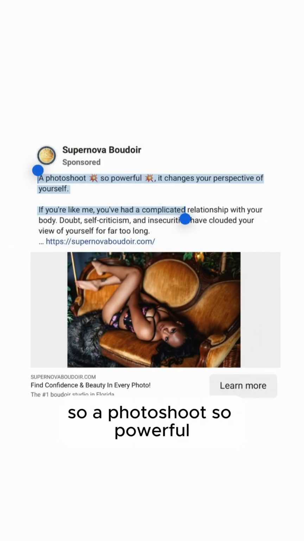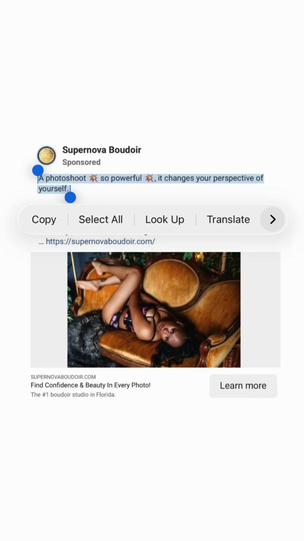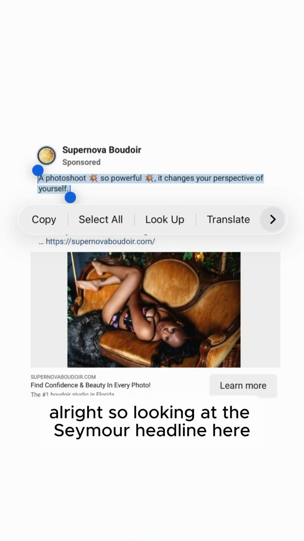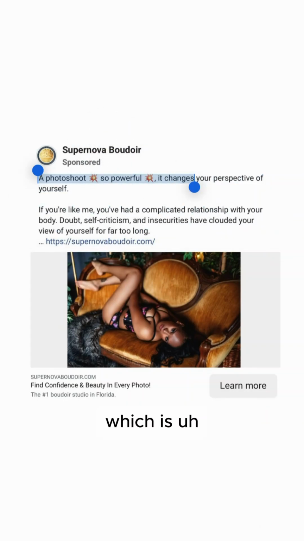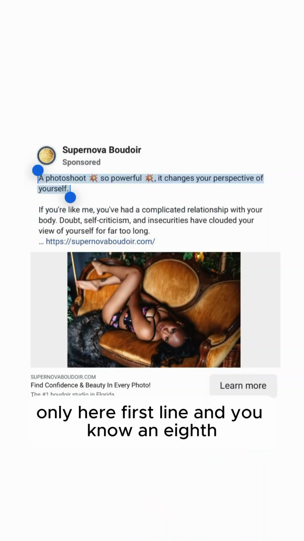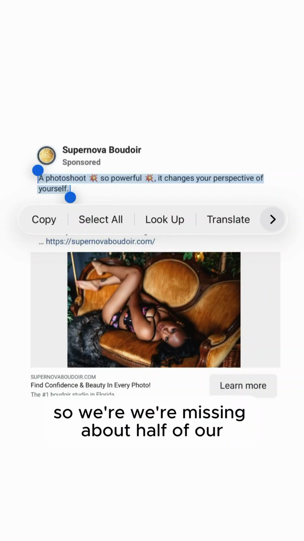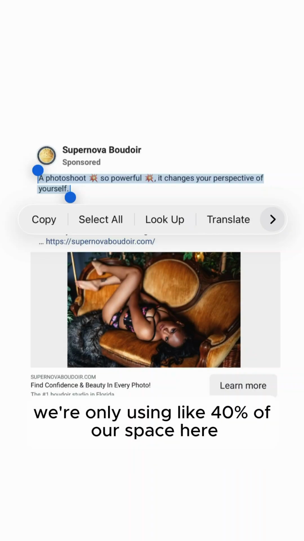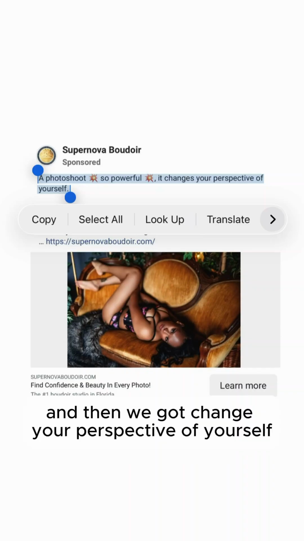Now, going up here. A photo shoot's so powerful, it changes your perspective of yourself. All right, so looking at the See More headline here, first 2 3/4 lines on the Facebook mobile news feed, which is only here, first line and an eighth. So we're only using like 40% of our space here. So we got photo shoot, and then we got change your perspective of yourself.